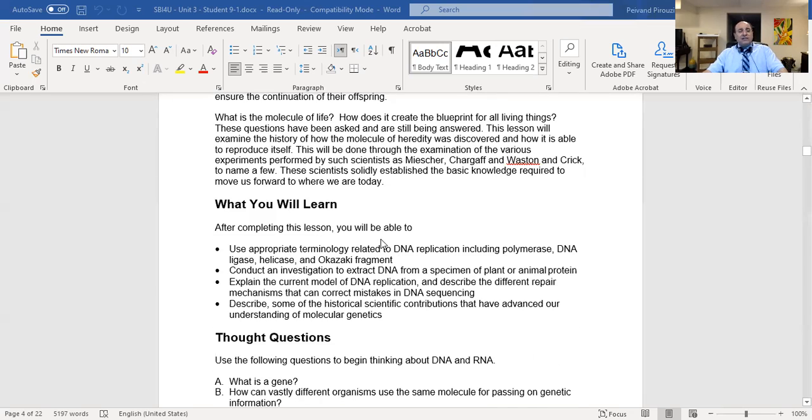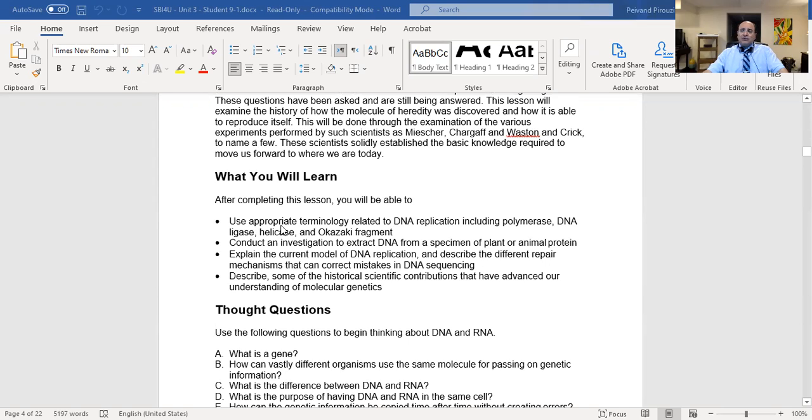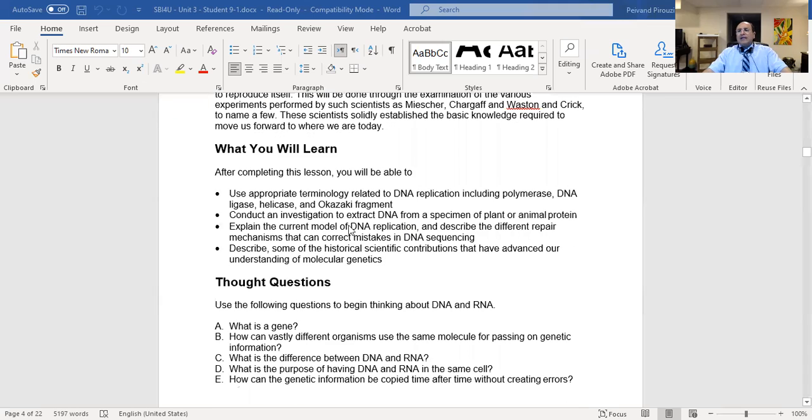Now, what you're going to learn in this chapter is, first of all, to use appropriate terminology related to DNA replication, including polymerase, DNA ligase, helicase, and Okazaki fragments. Here, I'm going to invite you to read the definitions on your own. You can find them in the book. You can also find them here, because I also wrote them in this document. If not, you can find that from any source on the internet. So please read those definitions on your own. Then, of course, you can also watch YouTube movies as well. There are so many that are also well done.